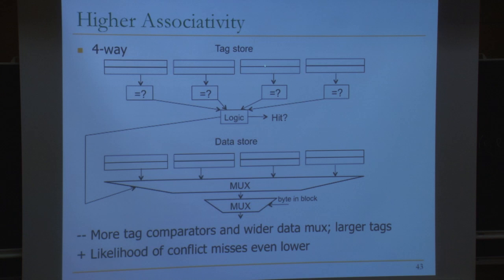Now, of course, if you look at this, this cache is becoming more complex. You get more tag comparators, right? And a wider data mux as well over here. Because as you compare the tag, you figure out which of the ways in the data store you get a match, and you need to mux out the data as well. The upside is now your likelihood of conflict misses is even lower, right? Because you can accommodate more access patterns.